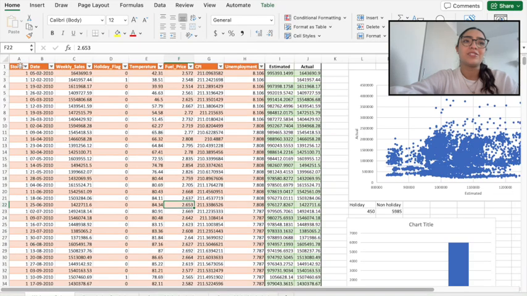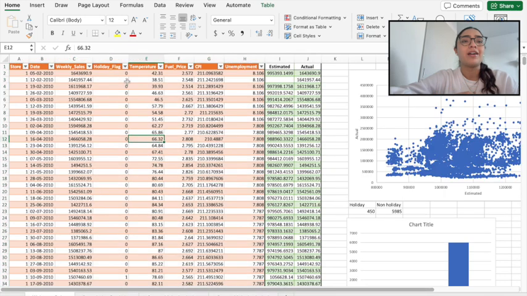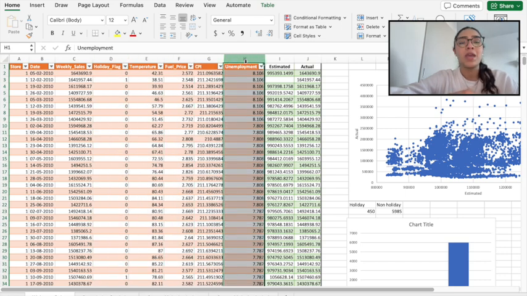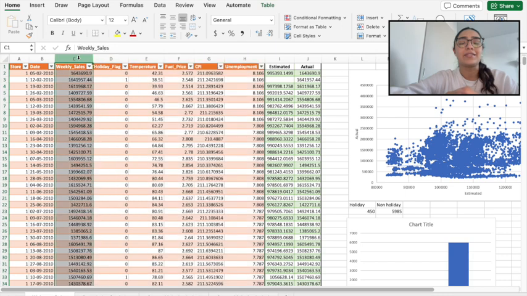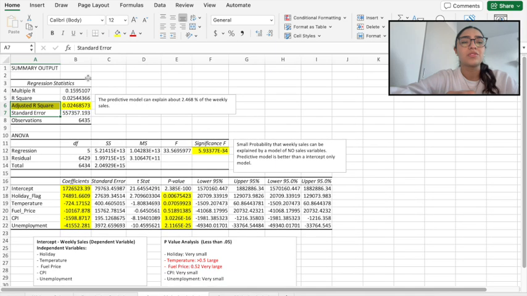So this was our initial data set, the one in orange. And from here, our independent variables were holiday flag, temperature, fuel price, CPI, and unemployment. And we wanted to see the impact these variables had on the weekly sales of a Walmart store, which makes the weekly sales our dependent variable. So, after doing the descriptive statistics and analyzing each of our variables, we then proceeded to do our multivariable analysis.